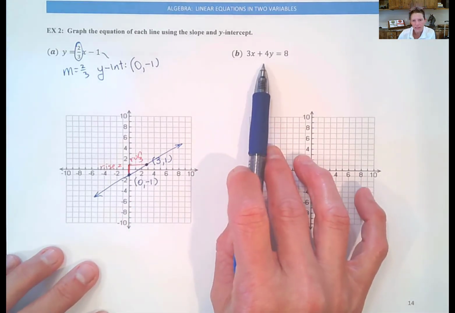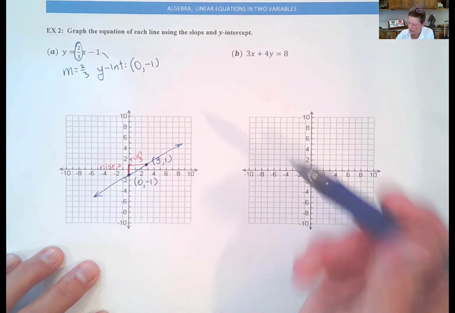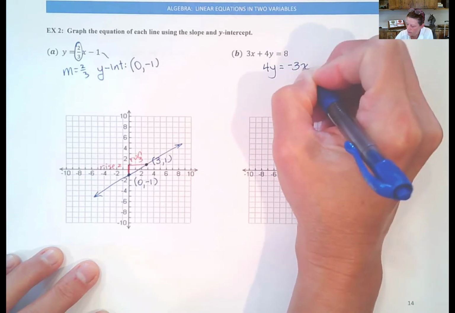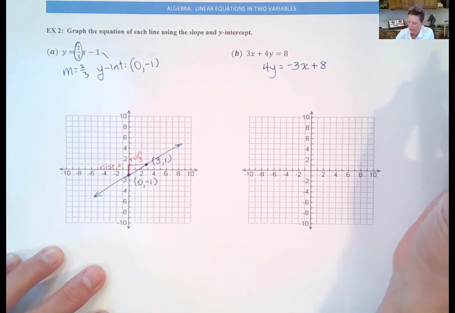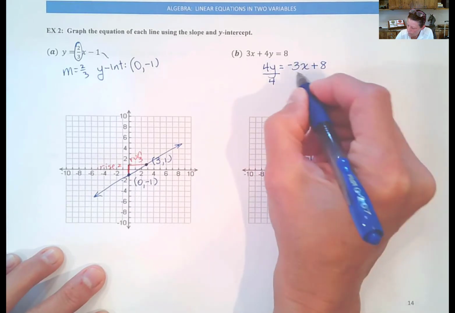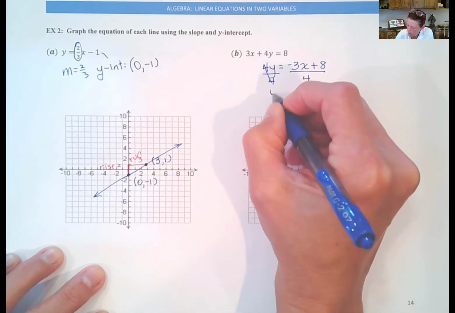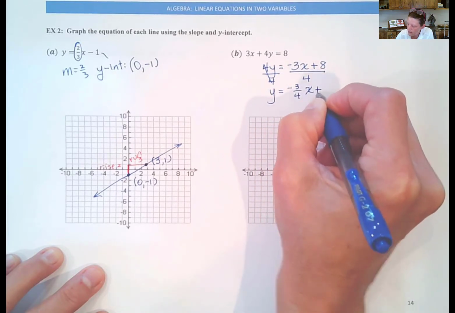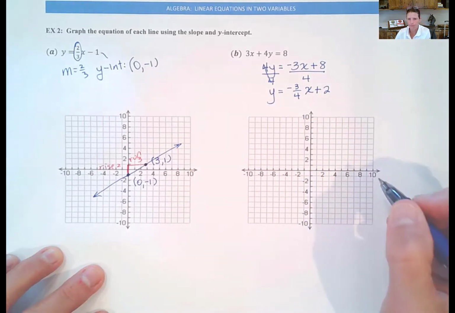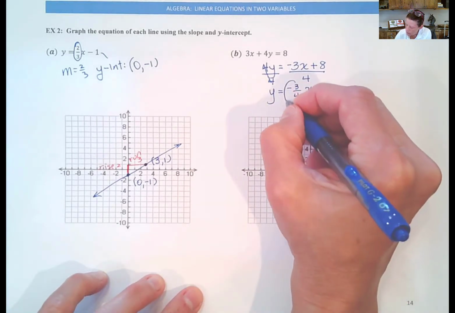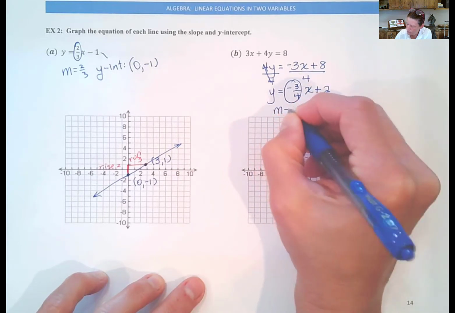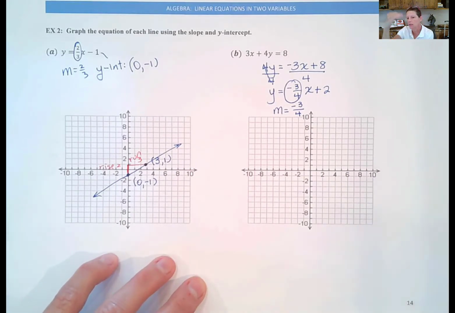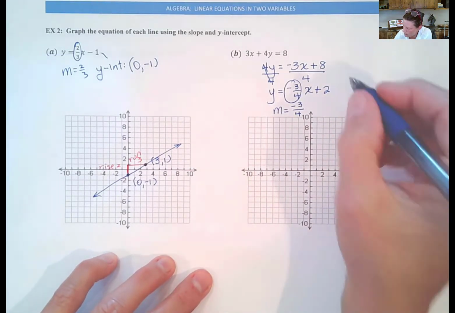In part B, this is not in slope-intercept form, so let's write it in slope-intercept form by solving for y. Start by subtracting 3x, divide each side by 4. That gives y equal negative 3/4 x plus 8/4 or 2. So we can see that the slope is negative 3/4, and I'm going to apply that negative sign to the numerator. You can stick it in either the numerator or denominator, it does not matter.